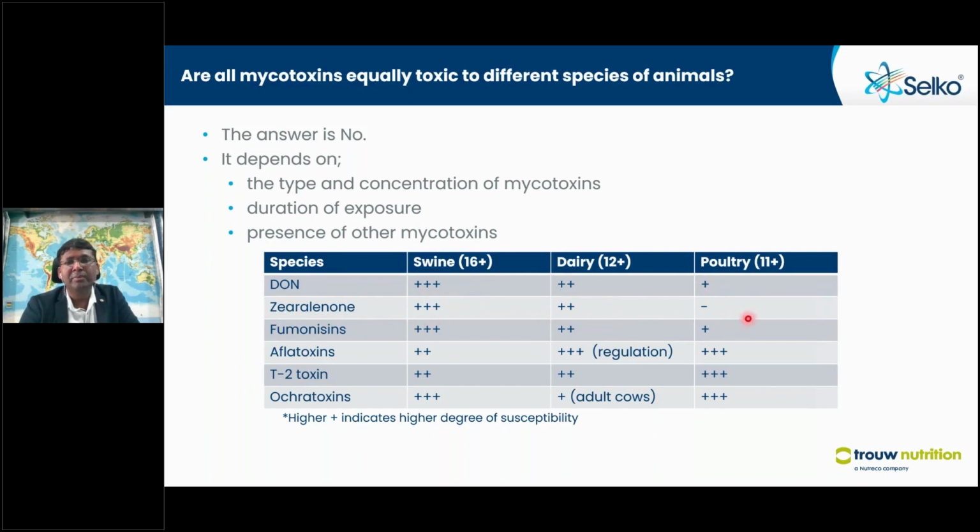Zearalenone, similar pattern, and poultry can tolerate very high levels of zearalenone. Fumonisins, swine, of course, then dairy and poultry. Whereas for the last three, poultry becomes more sensitive, right? So depending on the type of toxin and type of species, the toxicity can vary a bit. Of course, there are a lot of other toxins which we don't know yet, or which we don't analyze regularly.